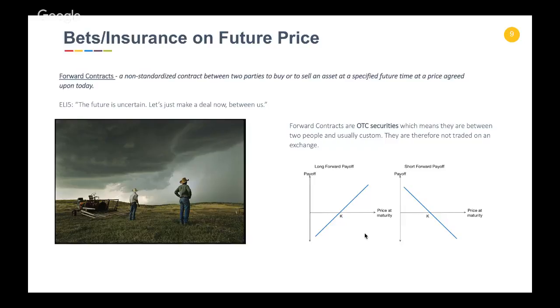You can see on the bottom right here, I've got some payoff diagrams. If you think about the x-axis being the price at maturity and the y-axis being your payoff, obviously, if you're long a forward, the higher the price in the future, the better off you are, right? So it's a pretty nice straight line payoff diagram, nothing crazy.